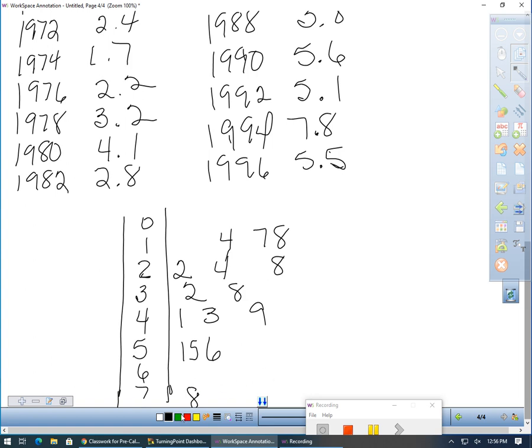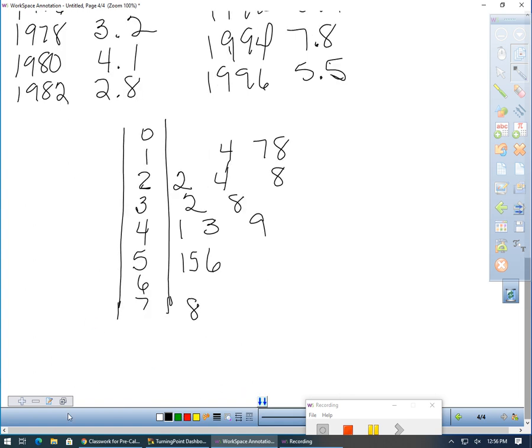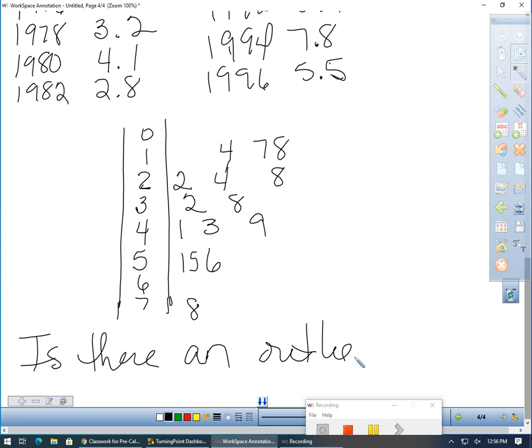The idea behind making one of these is so you can see how spread out it is. Maybe it's unimodal, maybe it's symmetrical. Also, the other thing is, is there an outlier? Yes, there is an outlier in this case. So 7.9, right? That's going to change the mean, the average, anything like that. That's one of the things we use the stem and leaf plot for.